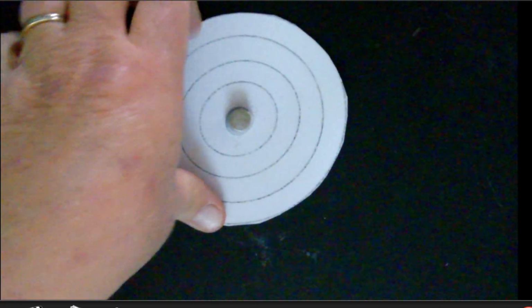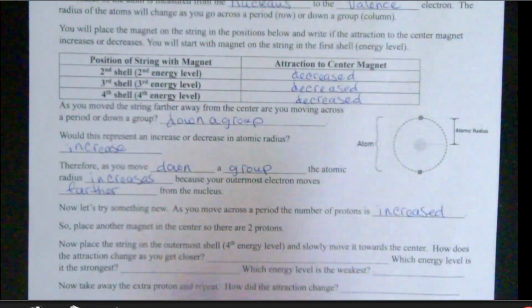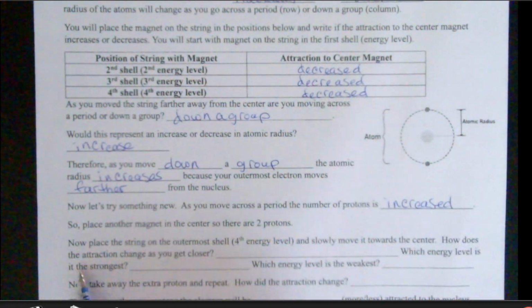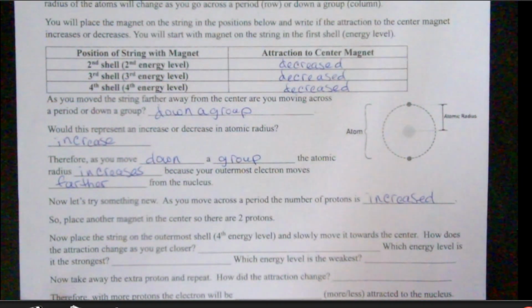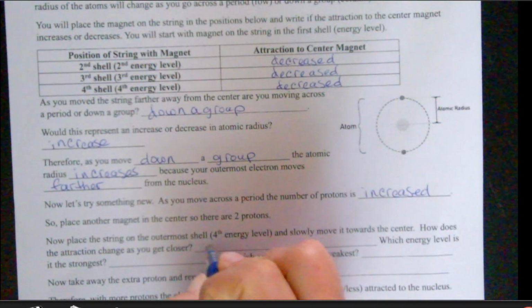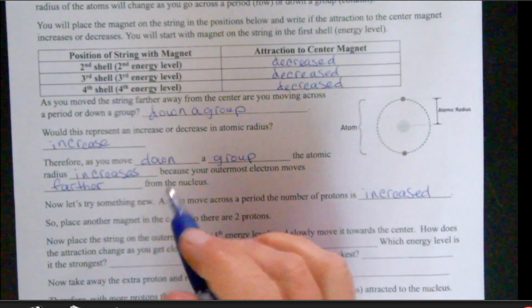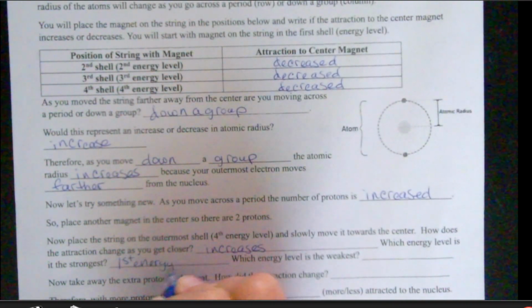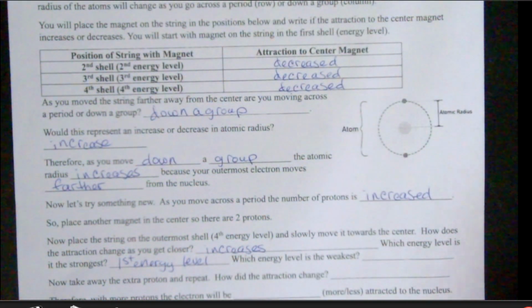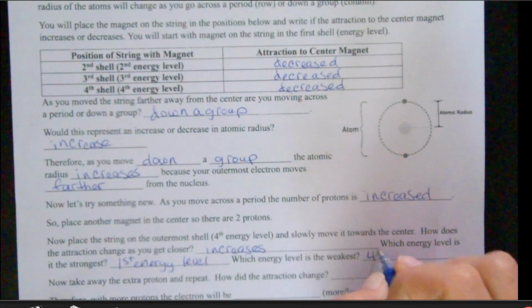So as you go across a row and you increase those protons, those electrons are going to move closer to the nucleus. So how does the attraction change as you get closer? It increases. Which energy level is the strongest? It is the first energy level, the closest it is. And which energy level is the weakest? It would be the fourth one there.